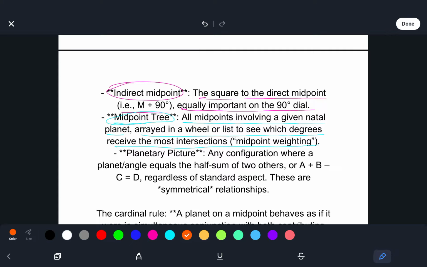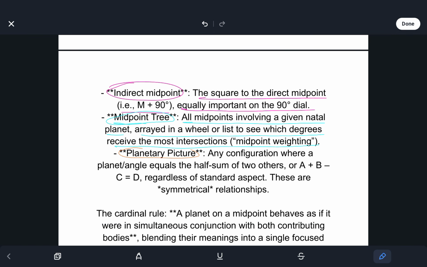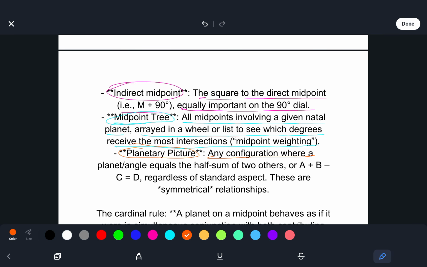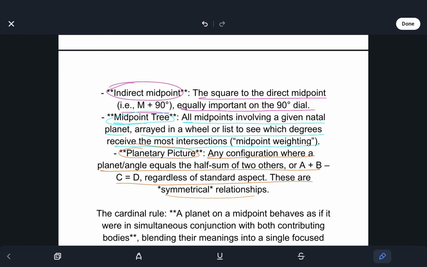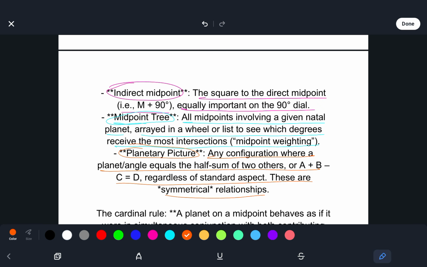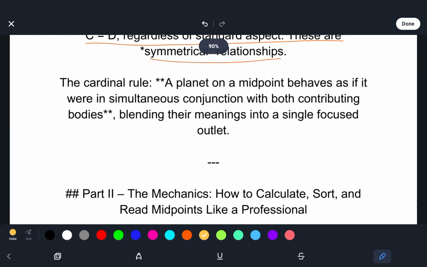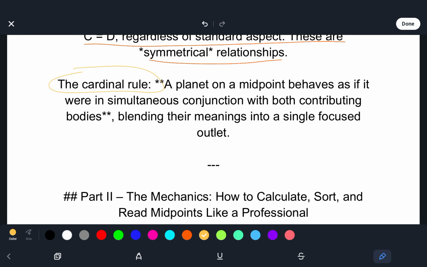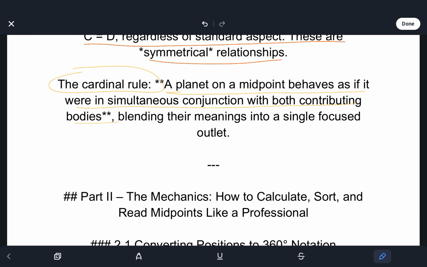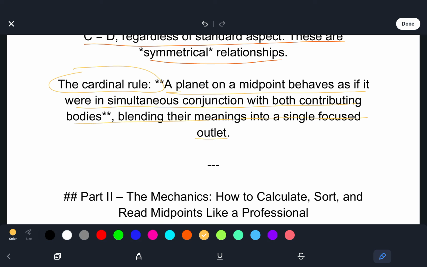Midpoint weighting. A planetary picture is any configuration where a planet or angle equals the half-sum of 2 others, or A plus B minus C equals D, regardless of standard aspect. So these are symmetrical relationships. The cardinal rule is a planet on a midpoint behaves as if it were in simultaneous conjunction with both contributing bodies, blending their meanings into a single focus outlet.